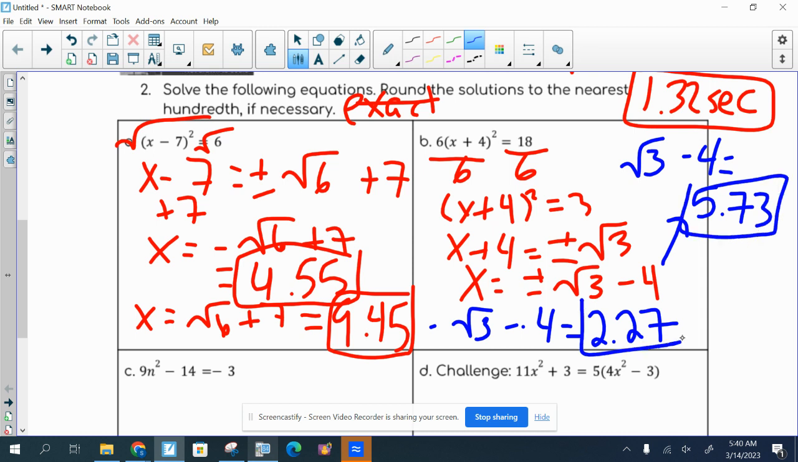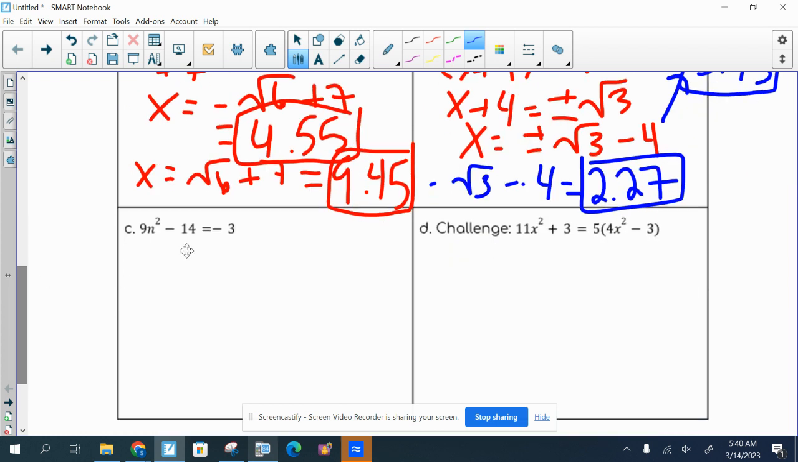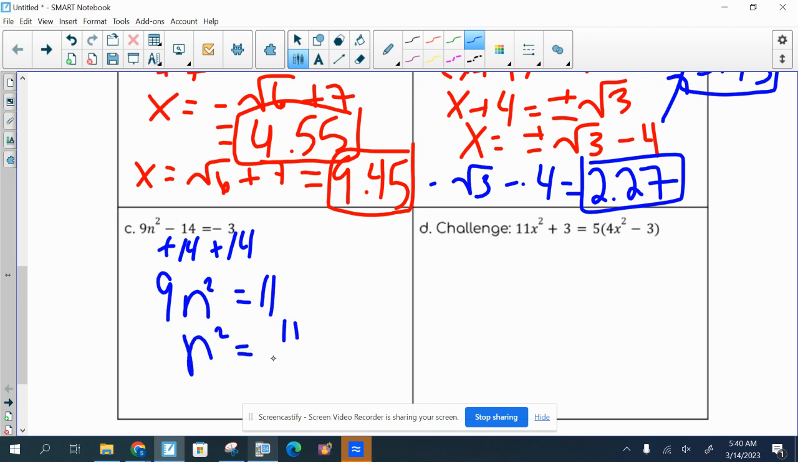All right, and then just make sure that when you are doing these questions that you're showing your work, because it will require you to show your work on your quiz. And then this question, we're just going to solve for n. So we're going to add 14 over. So 9n squared equals 11. Divide by 9. And then take the square root.